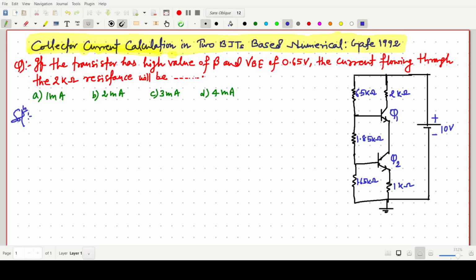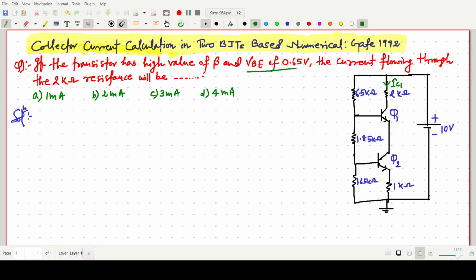Welcome everyone. In this video, we will solve a GATE 1992 question in which we have to find the collector current. In this question it is clearly mentioned we have to find the current through the 2 kilo ohm resistance. Say this one is our IC1, the collector current passing through the 2 kilo ohm resistance, that we have to find.